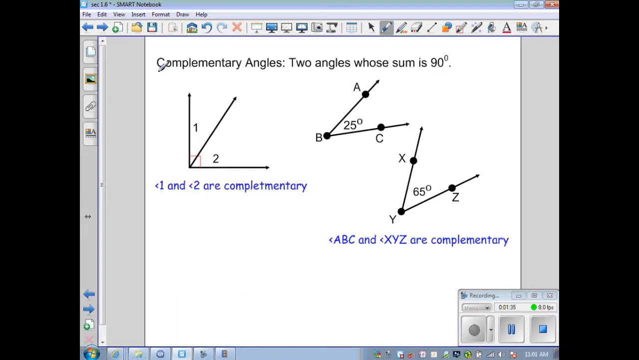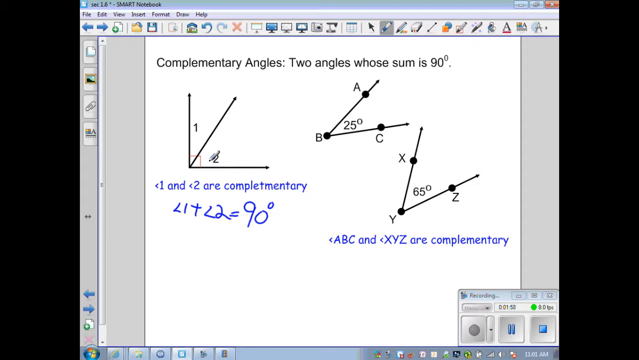Next, complementary angles. Two angles whose sum is 90 degrees. Here, I have a diagram that angle 1 and 2 are complementary. If I add angle 1 plus angle 2, they will add up to 90 degrees. Therefore, they are complementary. Here, angle 1 and angle 2 are adjacent.